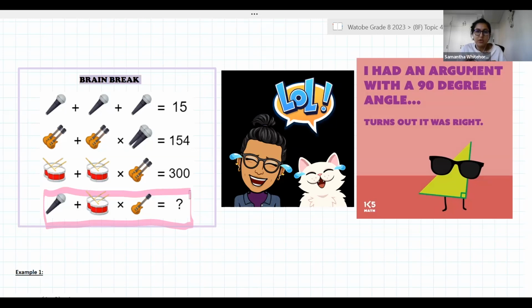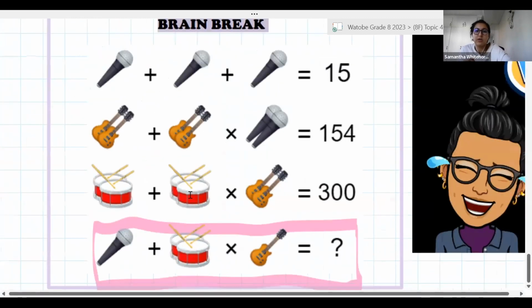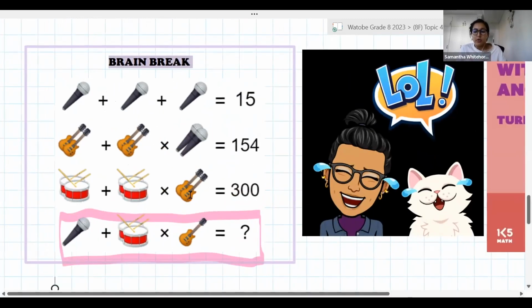Guys, if you don't understand what you're doing, you're looking at the brain break, which is this thing over here. You are trying to work out the value of the microphones, guitars, and drums so that you can get the value of that final equation down at the bottom. Step by step, my people. Bali, you must write your answer down first on the chart, and it should be the final answer. And if you get it right, we'll let you know and we can tell you to raise your hand.